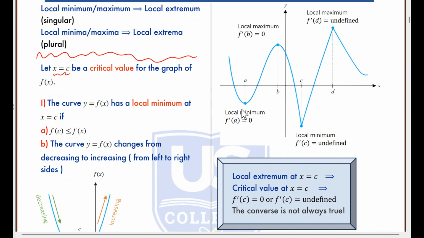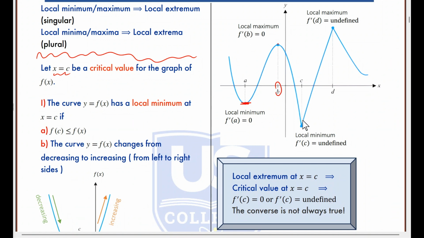So at this point A, we have a local minimum, and we can say there is a minimum because there is a critical value. A is a critical value because at that point the derivative is 0, right? The function is constant at that point and its derivative is 0. We have a horizontal tangent line. The second point, B, is the highest point around, so we can say it's a local maximum point. If there is a local maximum, then there has to be a critical value. So B is a critical value because it makes the derivative 0.